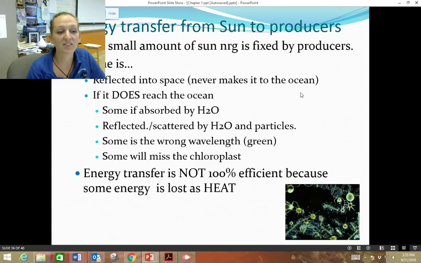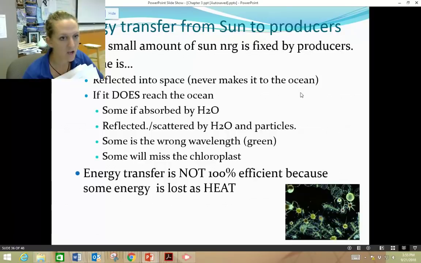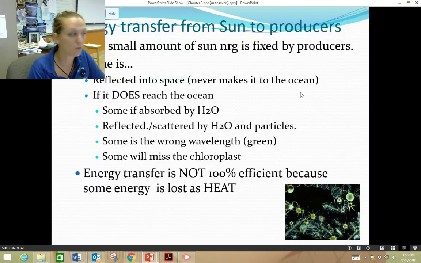Reason why. Some of it is absorbed by the water. Water is a greenhouse gas, so it does absorb energy. It does absorb thermal energy. It does absorb solar energy. Some of it is reflected or scattered by the water and particles. Water scatters light. Water also absorbs light.